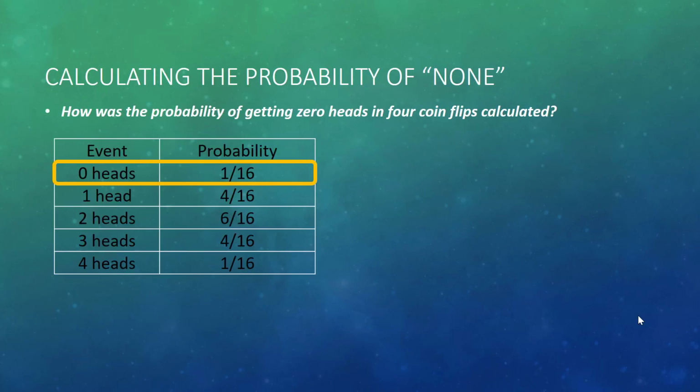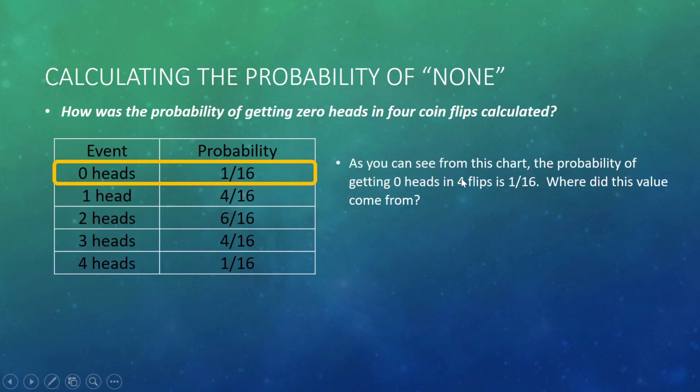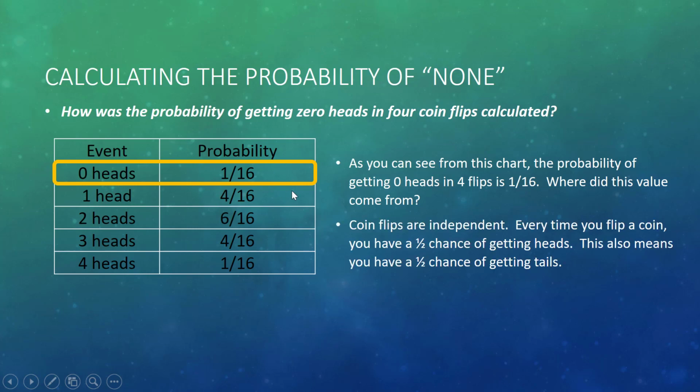How is the probability of getting 0 heads in 4 coin flips calculated in this table? As you can see from this chart, the probability of getting 0 heads in 4 flips of the coin was 1 over 16. But how is this calculated? Where did this value come from?